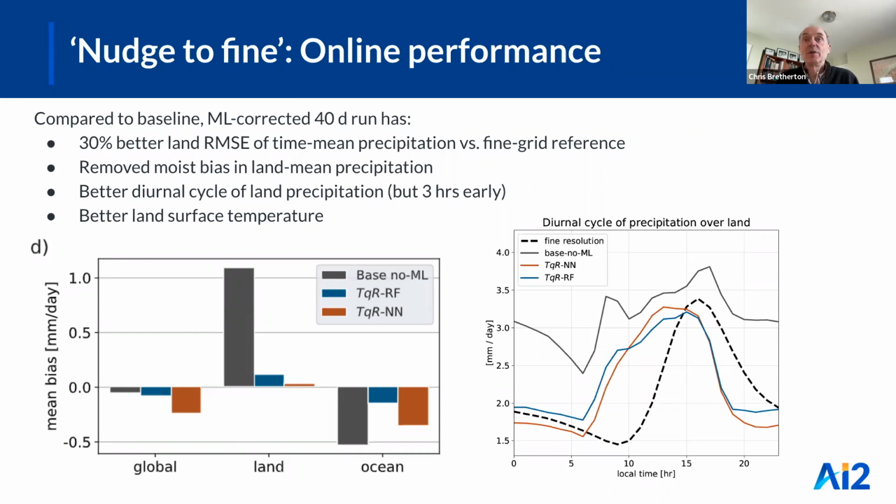And then the machine learning schemes are shown in the orange and blue. Looking at the neural net, which is our favorite scheme, but they both look pretty similar, they do get the right amplitude of the diurnal cycle, which is a hard thing to do. They still, interestingly, have a little bit of an early bias in the precipitation of about 3 hours, about half as large as other models would have.